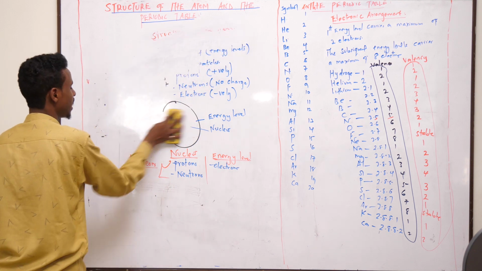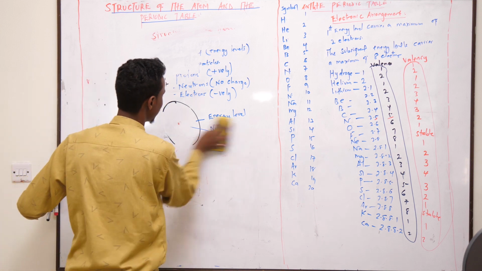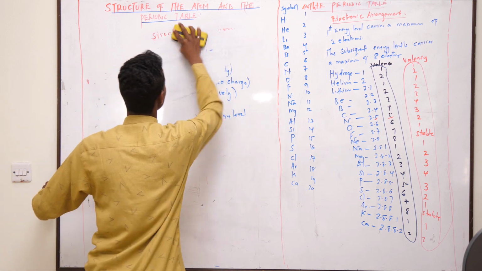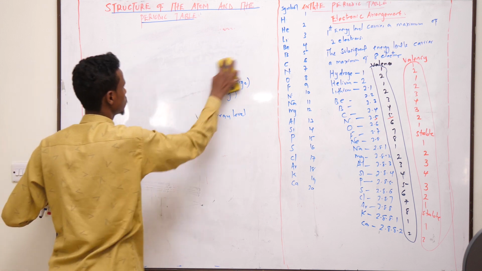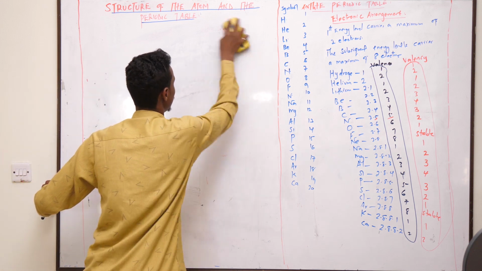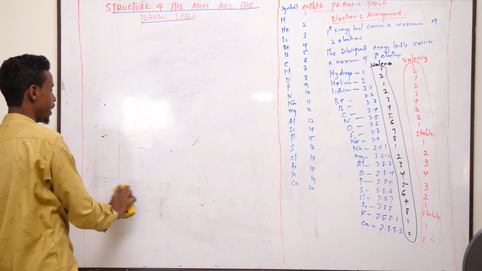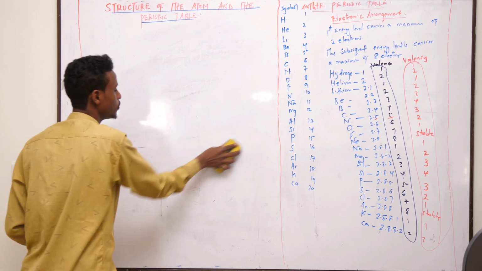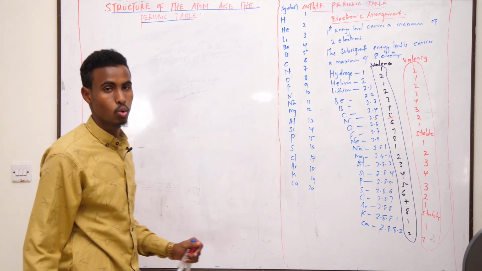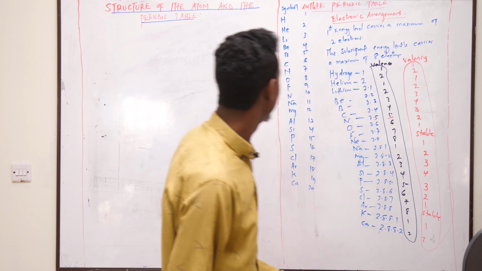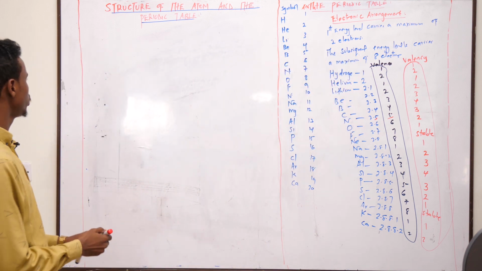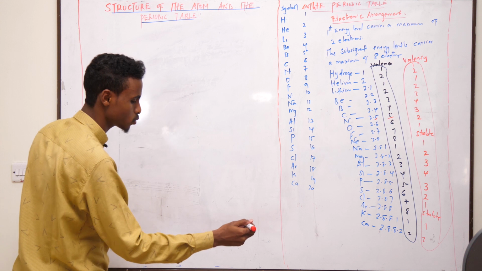Now that we have learned valence and valency, we need to understand about the periods and groups, so that we can group the elements into their groups and periods. Let's start with the first one, the periods.